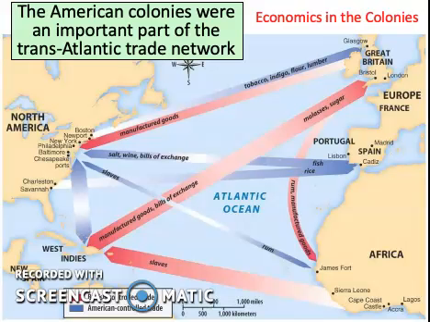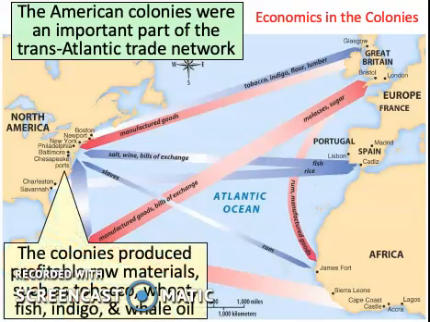The first thing we want to understand is that the American colonies were an important part of this transatlantic trade network. All that means is that it's an important part of the network of trade that went across, or trans, the Atlantic Ocean. And they had a particular role to play. The colonies' role in this trade network was producing profitable raw materials.